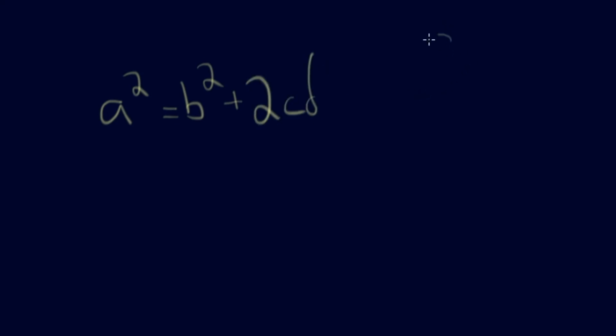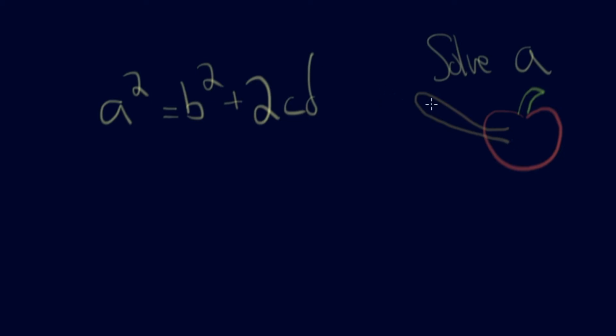So let's take a look at this one. And this one's going to look a little more complicated. We're going to say a squared is equal to b squared plus 2cd. And then for this one, we're going to solve for a. Solve for a. So solve for the apple. Ooh, apples. Here's my apple. Maybe there's a little worm coming out of it. There's my worm. I've never seen a worm come out of an apple. There we go. All right.